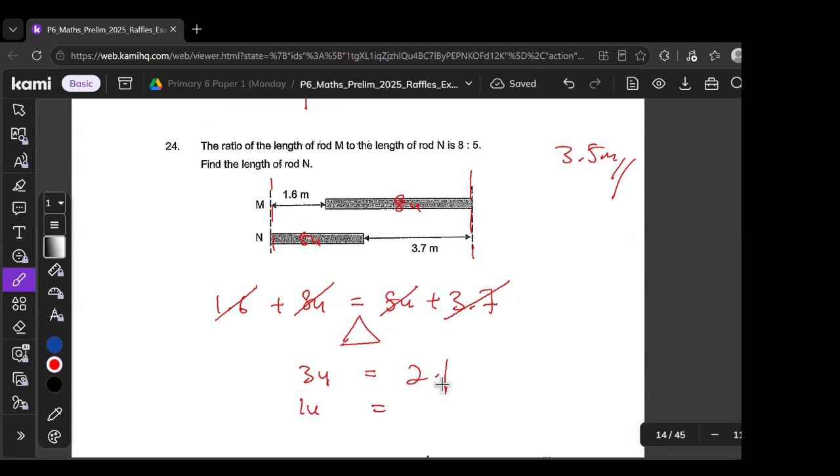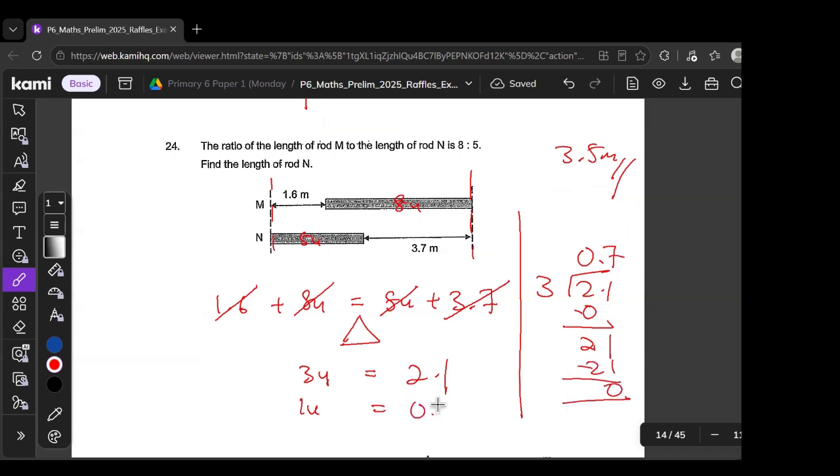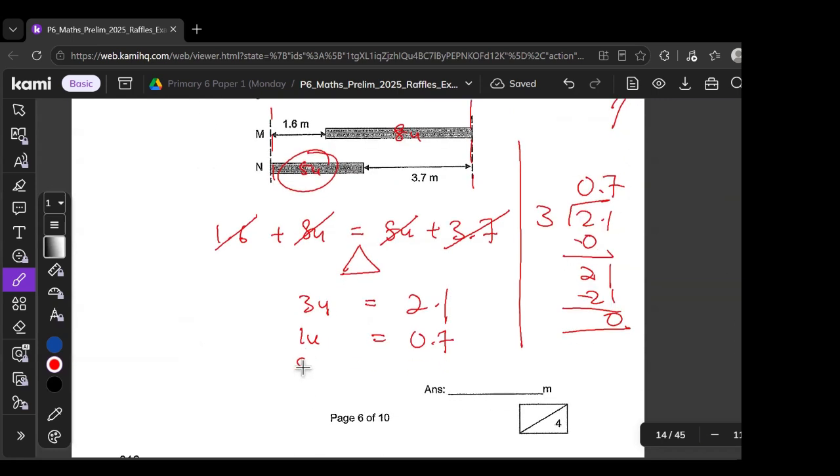1 unit is 2.1 divided by 3. So no calculator, you will have to do your dividing. So 0 times 3, 0, minus, raise up decimal point, put the 1 downwards, 7 times 3, 21, remainder 0. So 1 unit is 0.7. So what is rod N? Rod N is 5 units. So 0.7 times 5. Do your working, that's how you get 3.5.